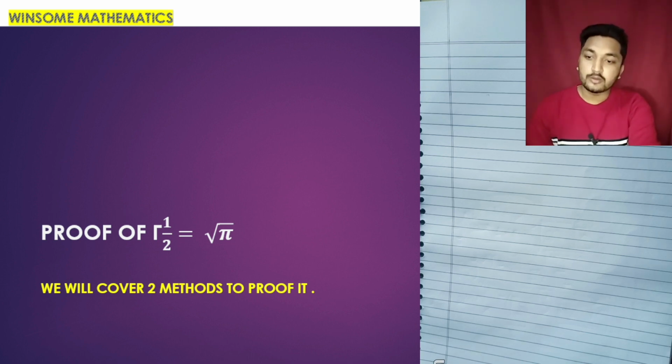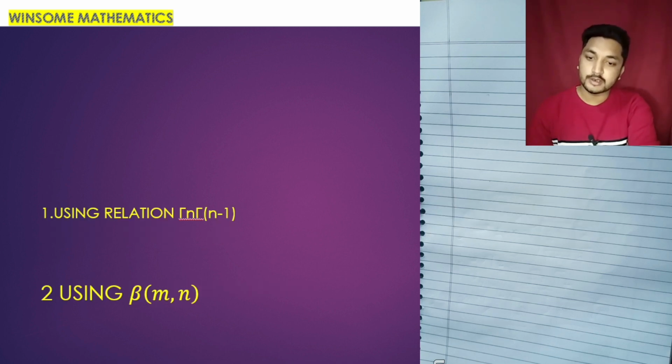Now we will cover two methods to prove it. Two methods. You will be thinking which ones? Simple, nothing new: we just use whatever we have studied so far. And the two methods are very easy and very funny. So just watch it. The first one is using the relation gamma n into gamma n minus 1. I hope you all remember this relation that we have discussed beforehand, and I already told you this is the most important relation.